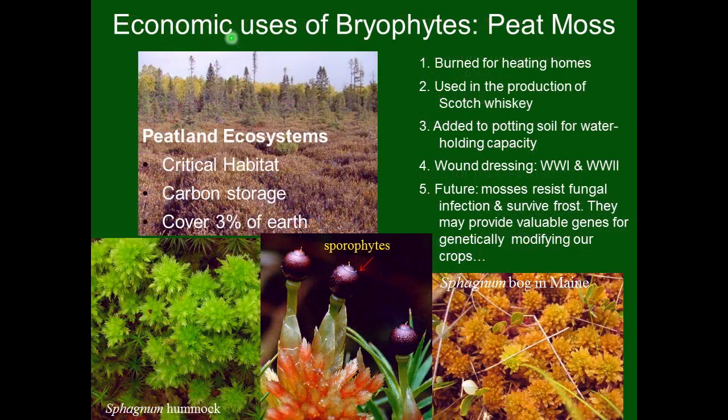What are the economic uses of bryophytes? Well, peat moss is a really big one. A lot of people burn peat moss for heating their homes. It can be used in the production of Scotch whiskey, so it distills quite nicely with a very particular taste. It's added to potting soil for water holding capacity, so a lot of times people that have a lot of plants, especially potted plants, will put a lot of peat moss surrounding the top, which prevents the soil from desiccating.